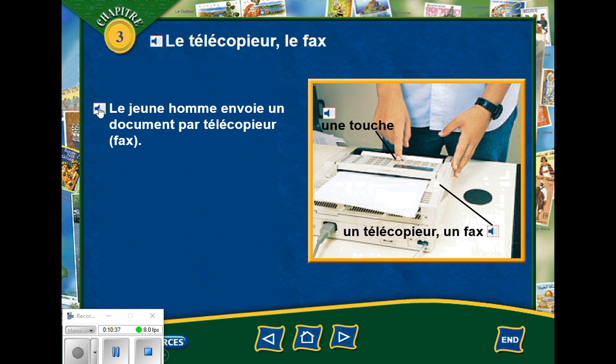Le jeune homme envoie un document par télécopieur. Fax. The young man sends a document by fax. That's what par means, by. The young man sends a document by fax.